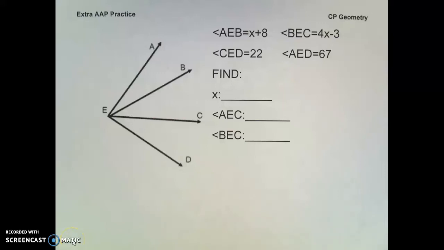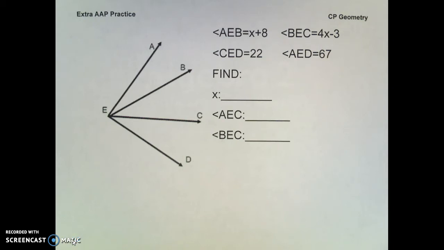Hey guys, so this video is going to provide some additional practice problems using the angle addition postulate. Feel free to pick up a worksheet from the classroom that has these examples as we go through them right now, or you can copy them down to your notebook. So we have three examples.